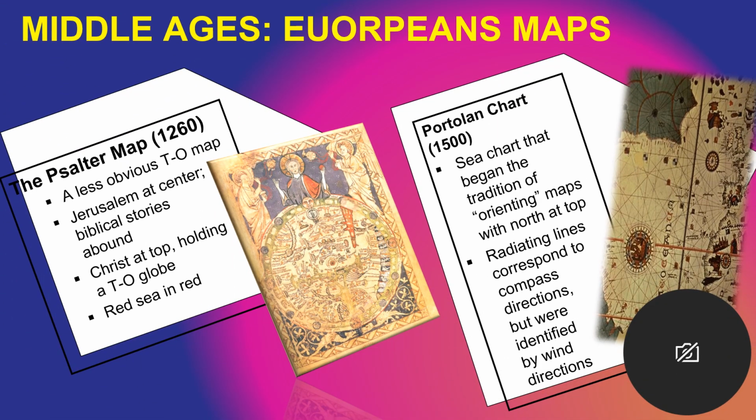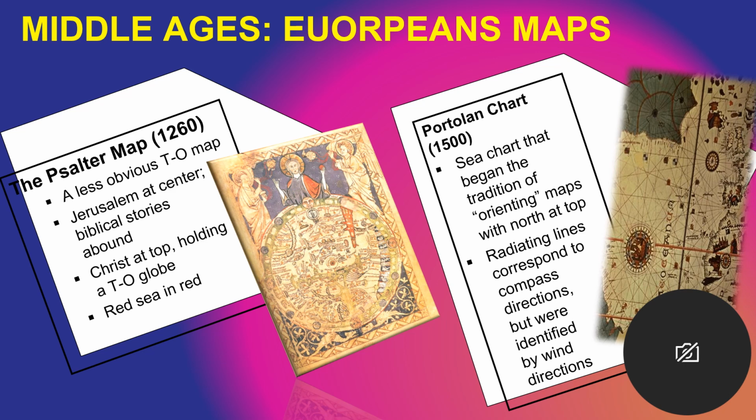Then we have European maps, the Psalter maps, and the Portolan chart. A less obvious one is the T-O map; the O of that map shows the circle, and the T shows the division between the continents, and usually they show the Christian sign. Again, the Psalter map has Jerusalem at the center, with the biblical stories around, and Christ at the top holding a T-O globe. The Red Sea is in red. So if it's the Red Sea, they are mostly showing the parts of Africa and Europe.